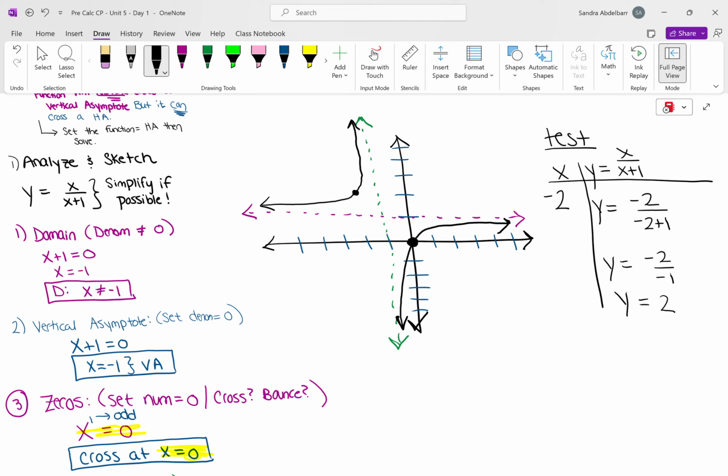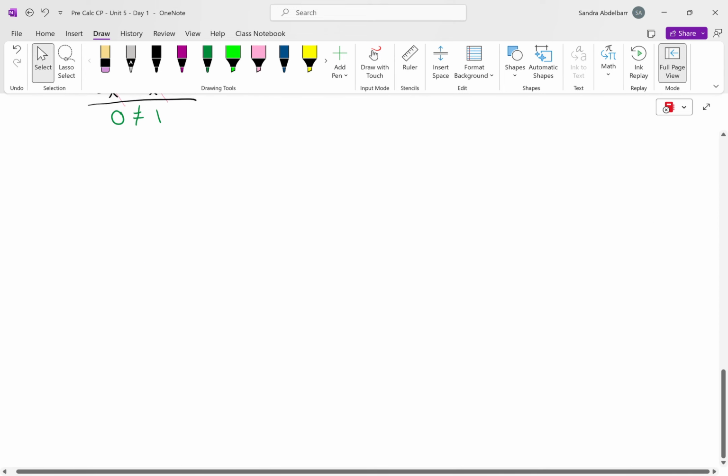All right, are we ready to try another one? This is the last one. Tomorrow we just do more practice with this.